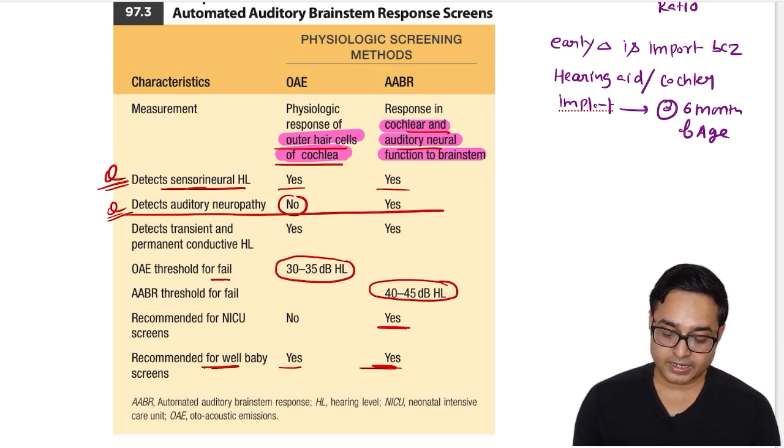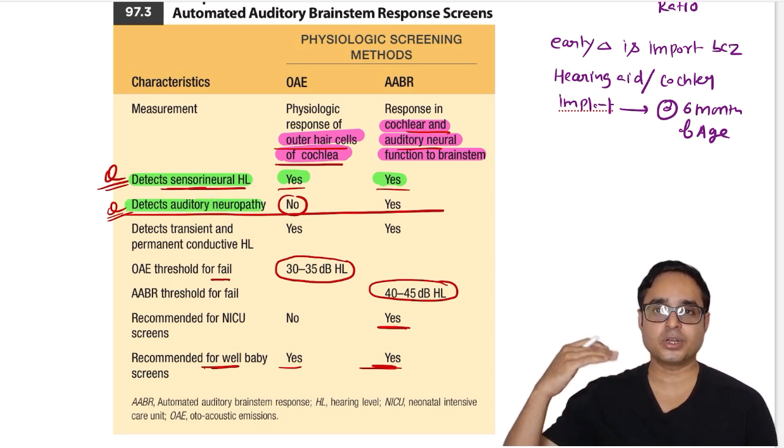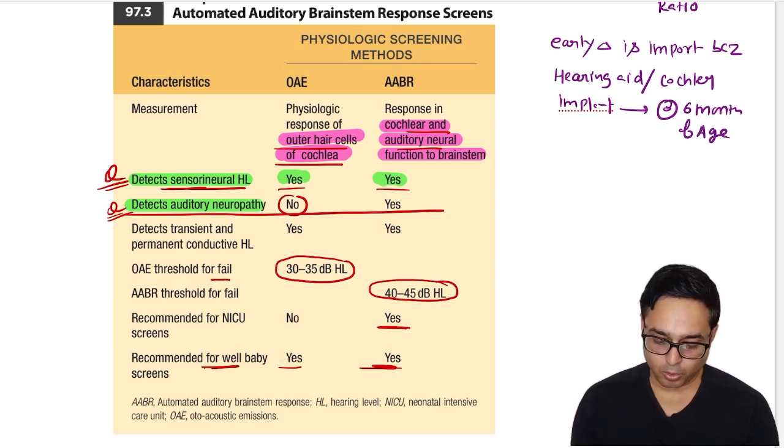Does OAE detect sensorineural hearing loss? This was a previous year's asked question, and it is actually very controversial. But OAE and AABR both detect sensorineural hearing loss. But auditory neuropathy, beyond the ear, OAE can't detect nowadays, but ABR can. Okay, so the OAE threshold to fail is 30 to 35 decibel hearing loss, and the ABR threshold to fail is 40 to 45 decibel hearing loss.